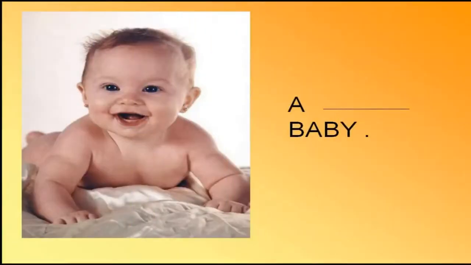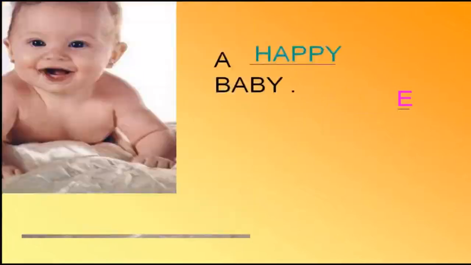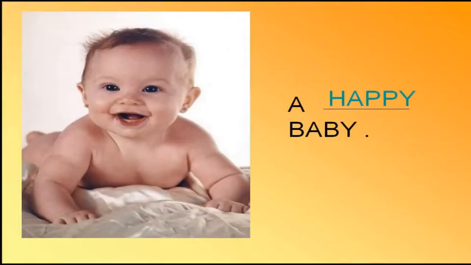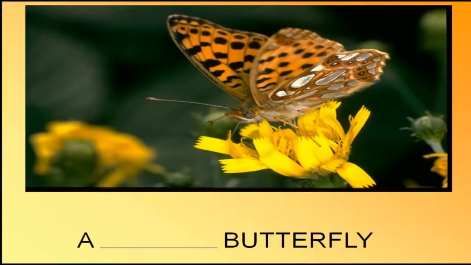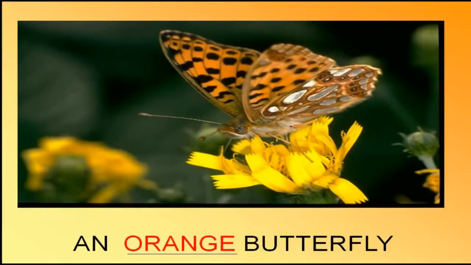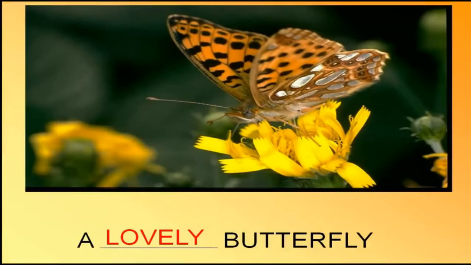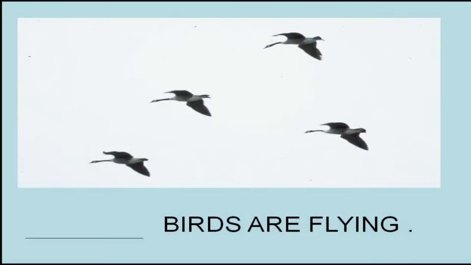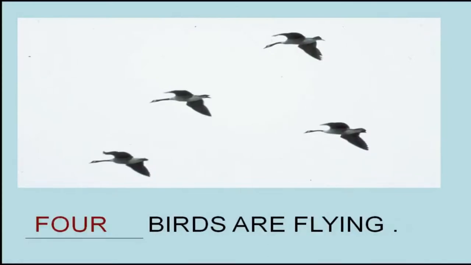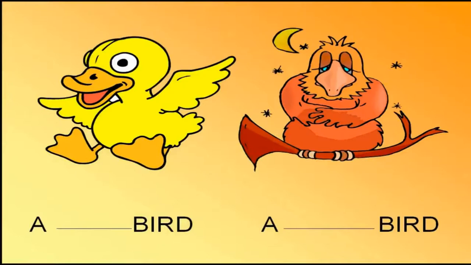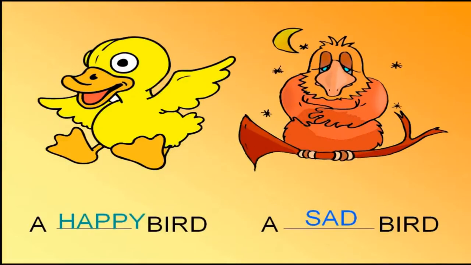A smiling baby, a little baby, a happy baby. So little, smiling, happy are describing words. So how is the butterfly? The butterfly is orange. So an orange butterfly, a lovely butterfly. How many birds are there in the sky? 4 birds are flying. A happy bird, a sad bird. So happy and sad are describing words.